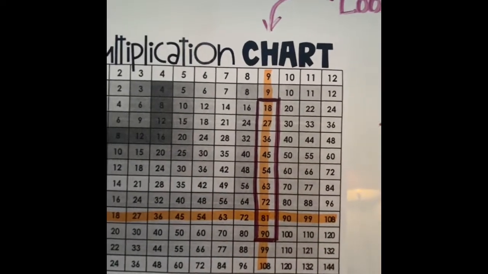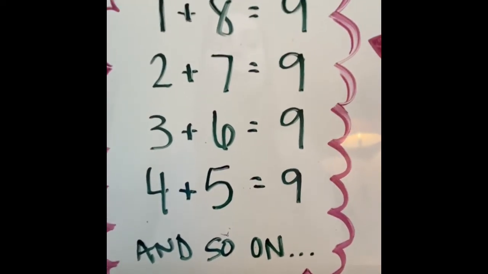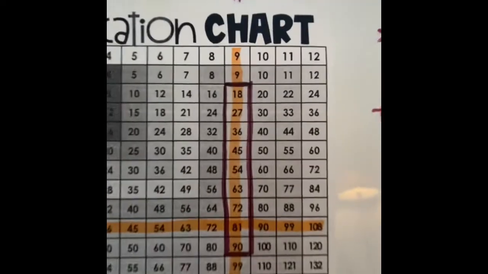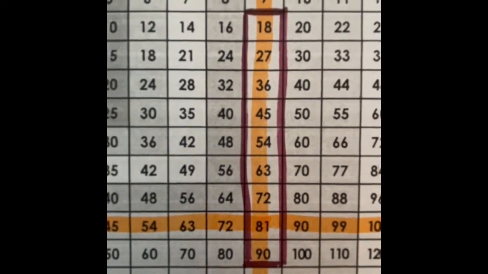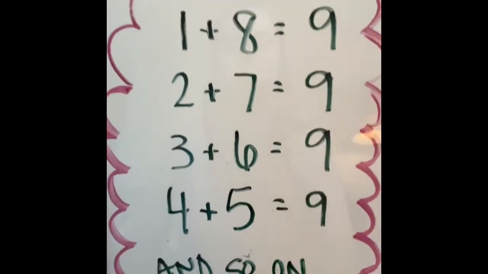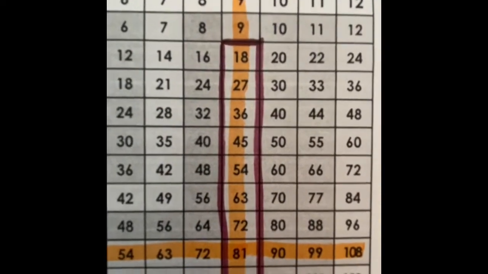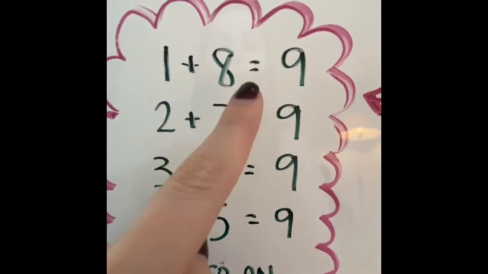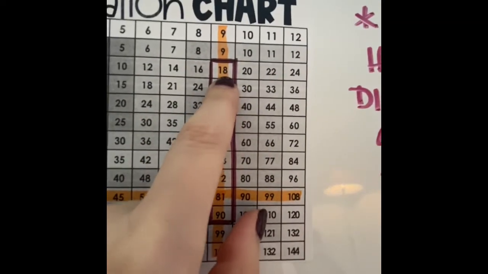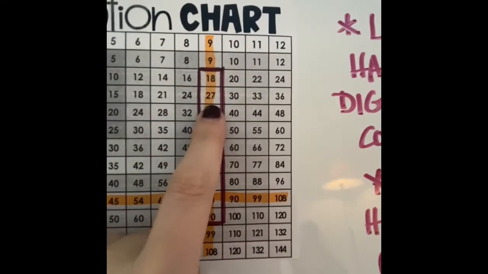And thinking back to this right here, when we added these numbers up and it gave us 9, I want you to look at these numbers in that box. Do they look kind of similar to what you see here? Do you see the same digits being used? I do. I see a 1 and an 8. And I see a 1 and an 8 here. I see a 2 and a 7. I see a 2 and a 7 here.